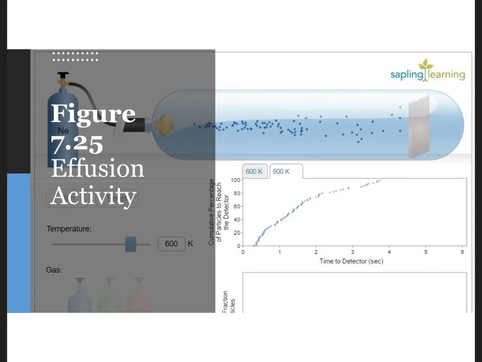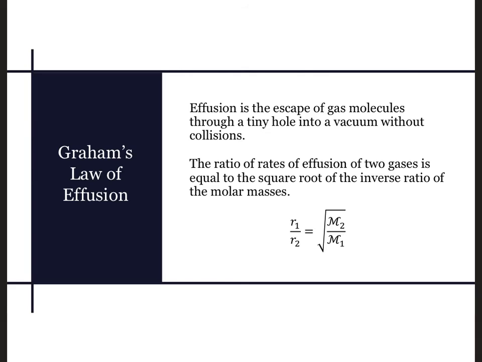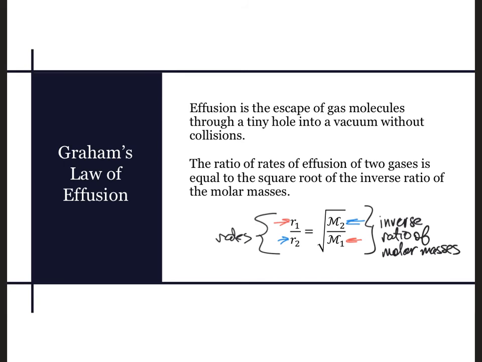Effusion is the escape of gas molecules through a tiny hole into a vacuum without collisions. Figure 7.25 has an excellent activity that lets you explore the effects of temperature and molar mass on the velocity of particles. Let's look at the mathematical side of this activity by comparing the root mean square speeds of two gases simultaneously. Graham's law of effusion allows us to compare the ratio of effusion rates of two gases as the inverse ratio of the molar masses. I'd derive the equation, but I don't want to risk you falling asleep, so let's put it to work instead.